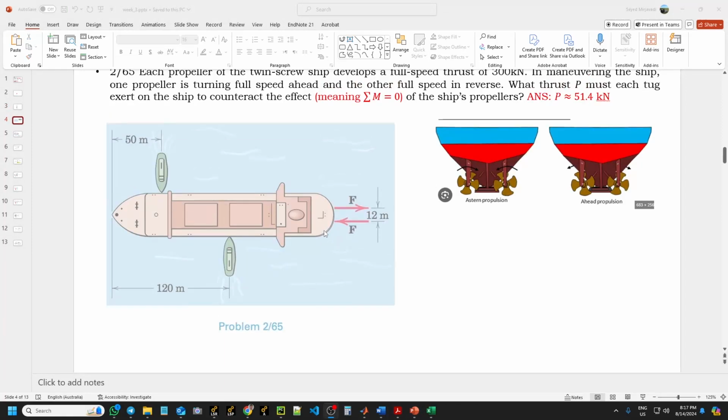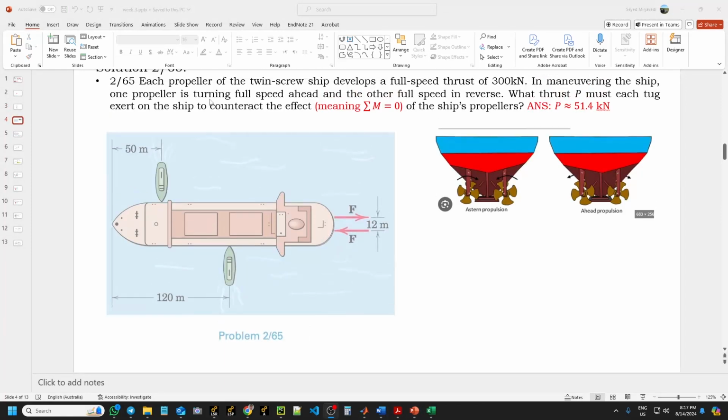This is the first question. It says that we have each propeller of the twin screw ship. So this is a twin screw ship. It means that it has two propellers. This is called a propeller. Okay, you see each propeller has 4 blades. It says that it develops a full speed thrust of 300 kilonewtons.